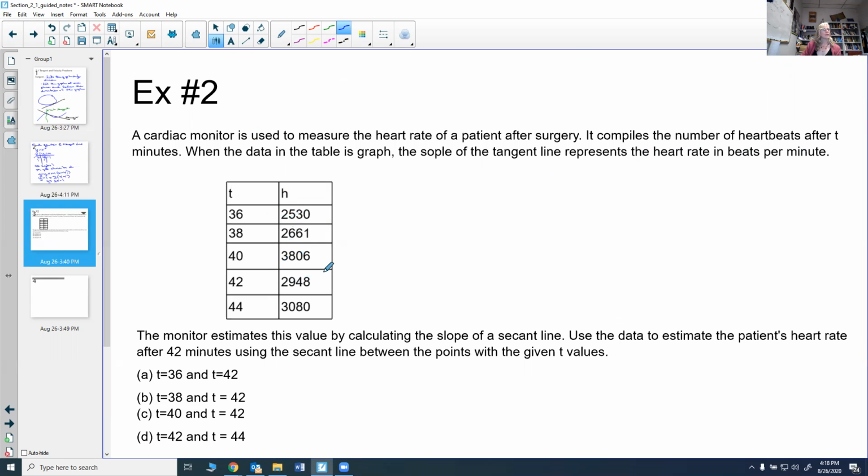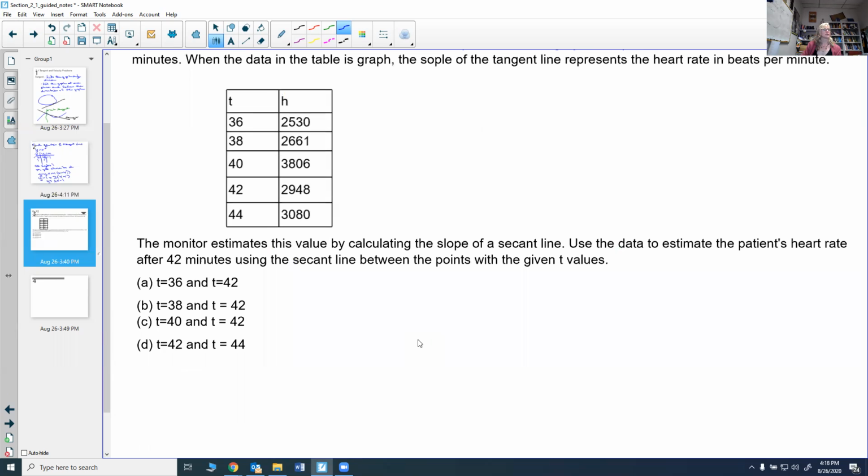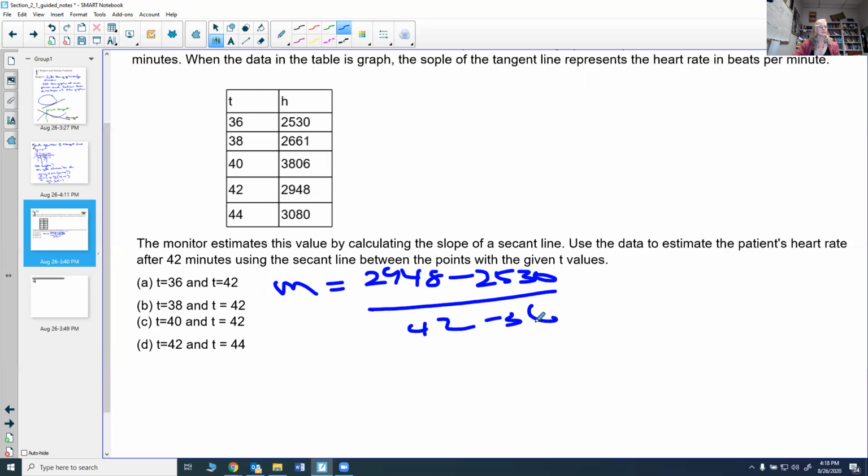You can go to that. And then again, we can find the slope of the tangent lines or the slope of the secant lines. So the slope of the secant line between these two would be 42 is 2948, 36 is 2530, over top of 42 minus 36, and you get that that slope is 69. And then you can keep doing that for all the different ones.